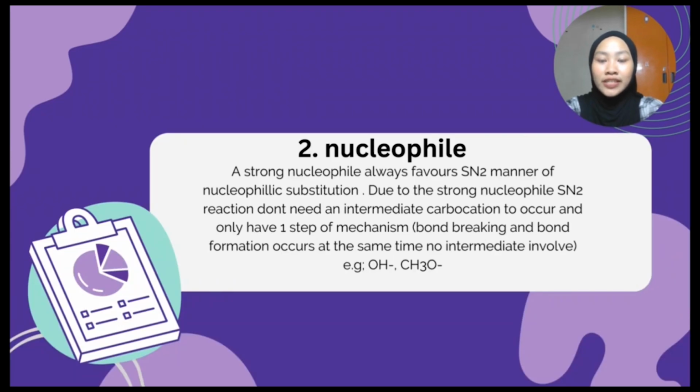The second one is the nucleophile. A strong nucleophile always favors the SN2 manner of nucleophilic substitution. Due to the strong nucleophile, SN2 reaction doesn't need an intermediate carbocation to occur and only has one step of mechanism. Examples of strong nucleophiles are OH minus and CH3O minus.